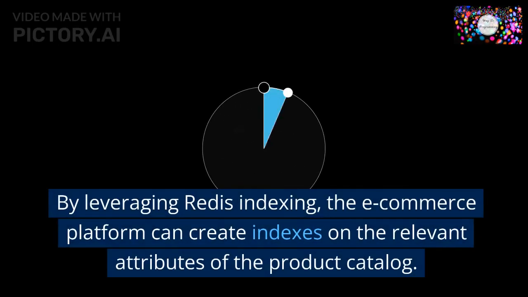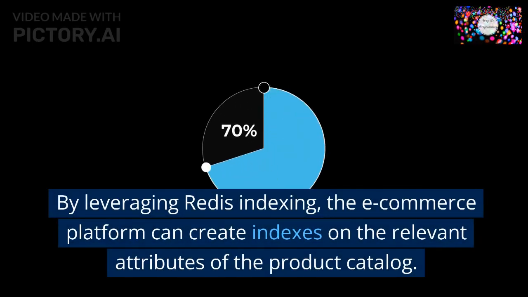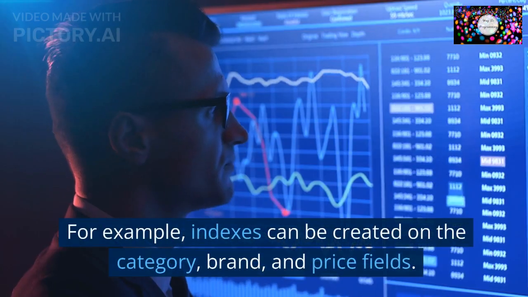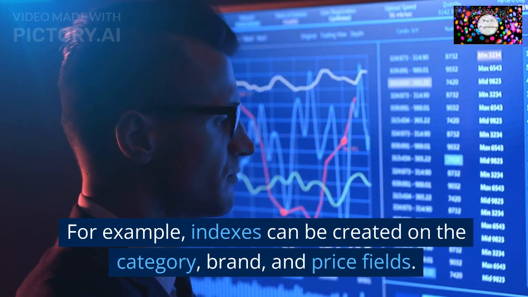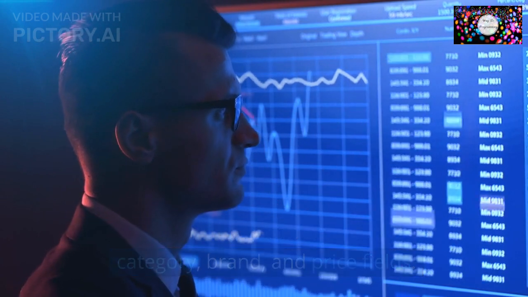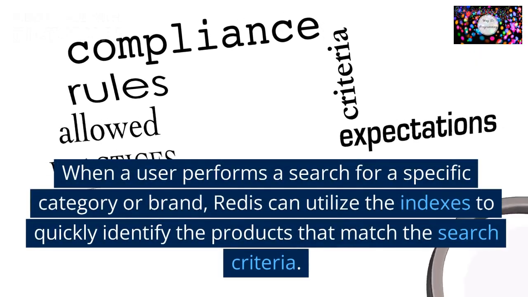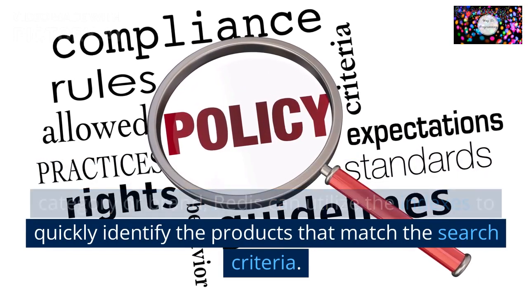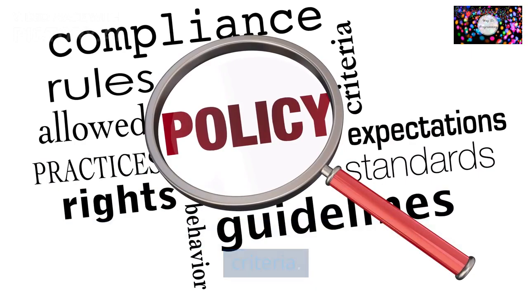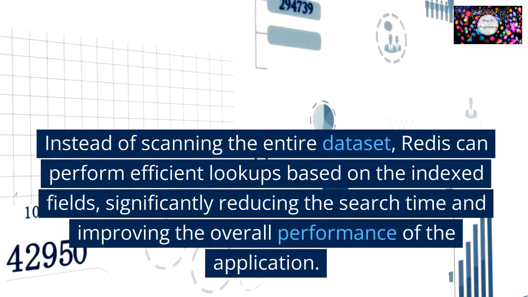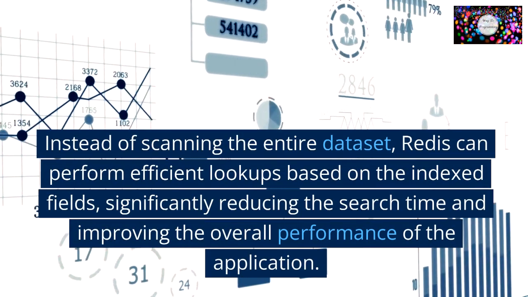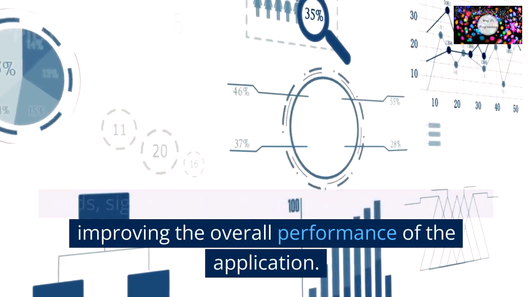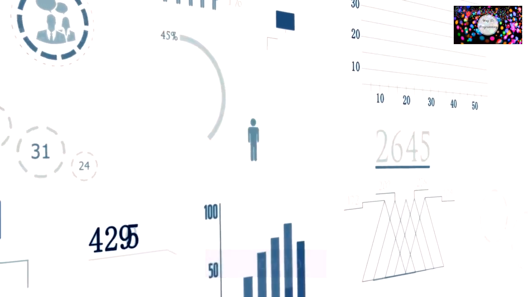By leveraging Redis indexing, the e-commerce platform can create indexes on the relevant attributes of the product catalog. For example, indexes can be created on the category, brand, and price fields. When a user performs a search for a specific category or brand, Redis can utilize the indexes to quickly identify the products that match the search criteria. Instead of scanning the entire dataset, Redis can perform efficient lookups based on the indexed fields, significantly reducing the search time and improving the overall performance of the application.